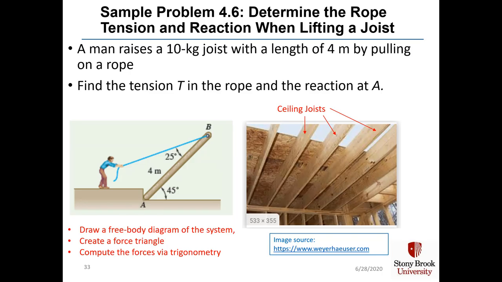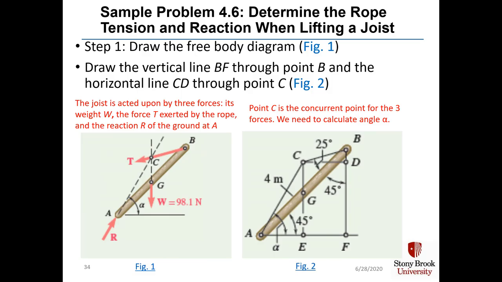It's still pretty hard to pull. It's not going to be easy to pull until he gets the joist mostly vertical. But we'll find the tension in the rope at these exact angles. We'll draw a free body diagram of the system, create a force triangle, and compute forces via some complex trigonometry and geometry. Step one, in the lower left, we draw the free body diagram as shown in figure one.